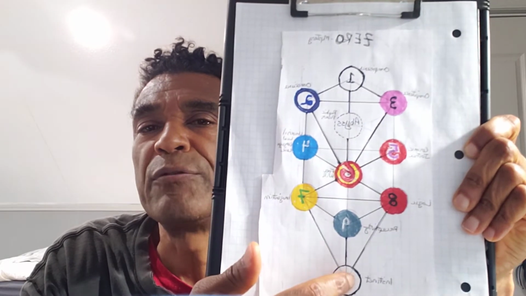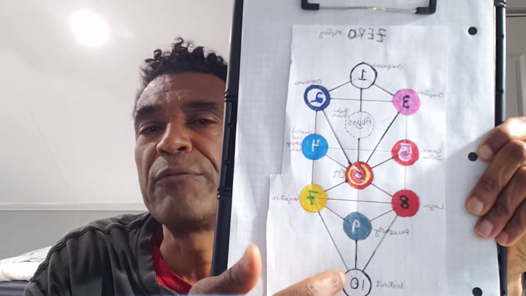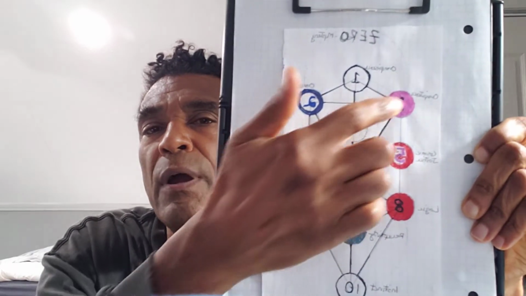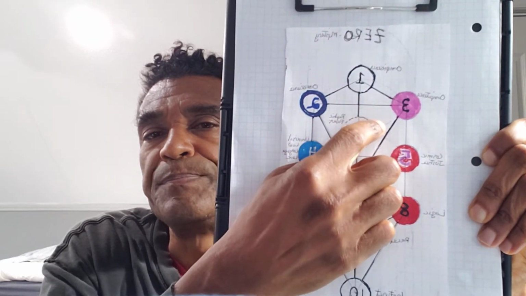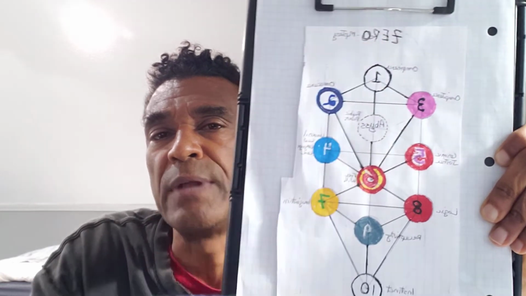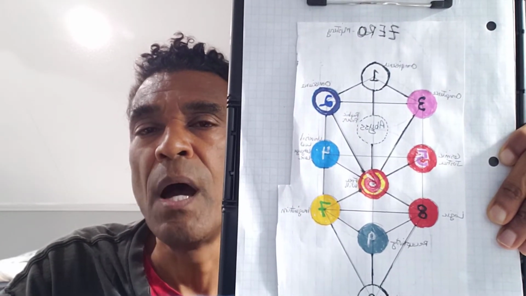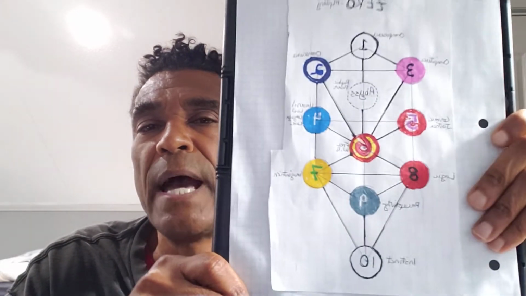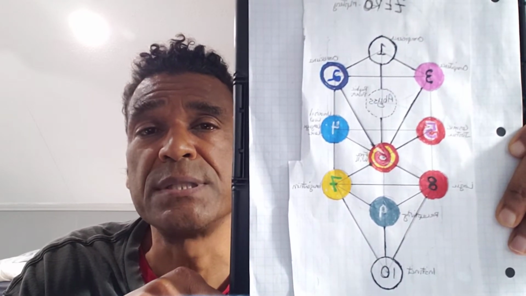You see that it's got 10 different spheres: 10, 9, 8, 7, 6, 5, 4, 3, 2, 1. Then there's an abyss right here, and then there's a 0 above the tree. So that's 12 different categories. Each one of these categories has a different meaning, a different faculty of consciousness.